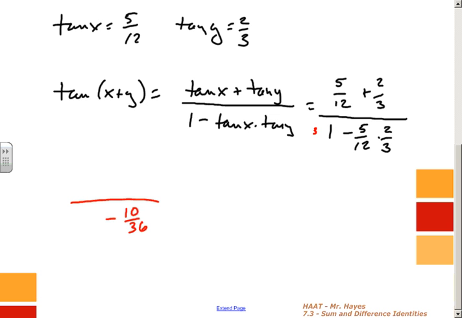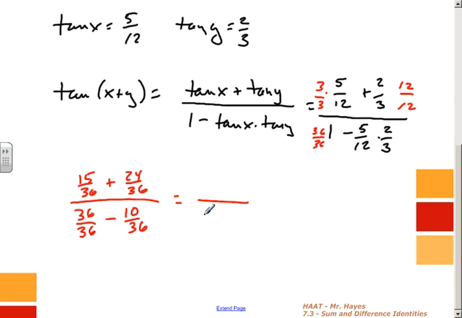This I'm going to multiply through by 36 over 36, so that's 1, and we're just going to change into that. Here in the numerator, we're going to multiply through by 3/3 and 12/12. So then I'm going to get 15/36 plus 24/36. Simplify the top and the bottom.